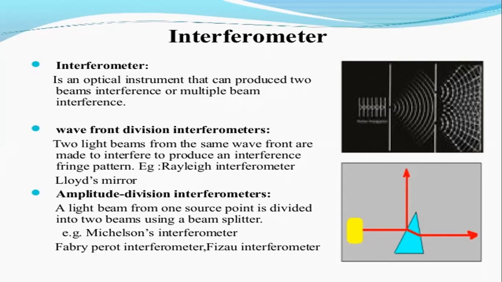using a beam splitter. So by using a beam splitter, we divide it into two beams. And the best examples for the amplitude division interferometers are the Michelson interferometer, which we are going to explain in the later slides, the Fabry-Perot interferometer and the Fizeau interferometer.